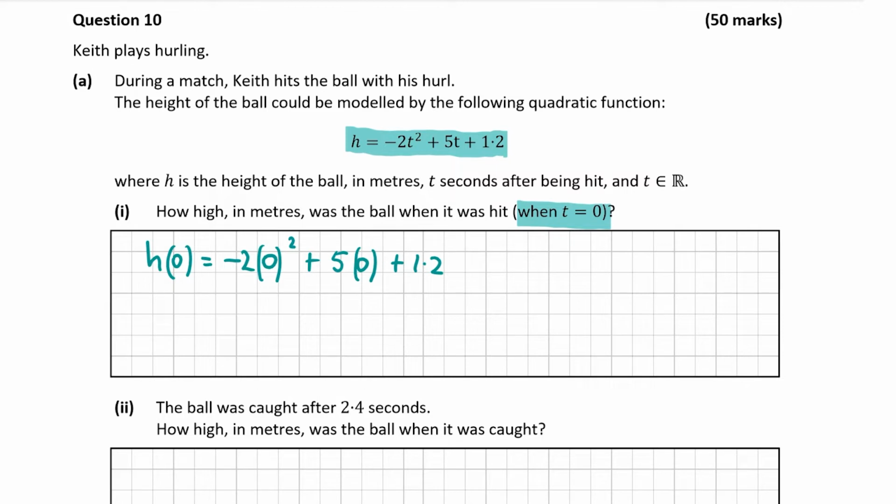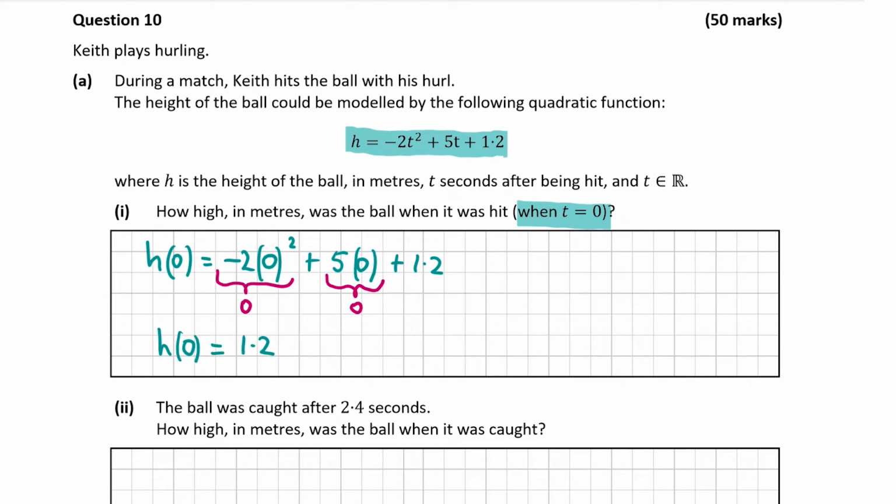So 0 squared is obviously 0. So 0 to the power of anything is always going to be 0. And 0 multiplied by anything is also always going to be 0. So that means the minus 2 by 0 squared will be 0. And 5 by 0 will also be 0. So that means we'll just be left with 1.2.